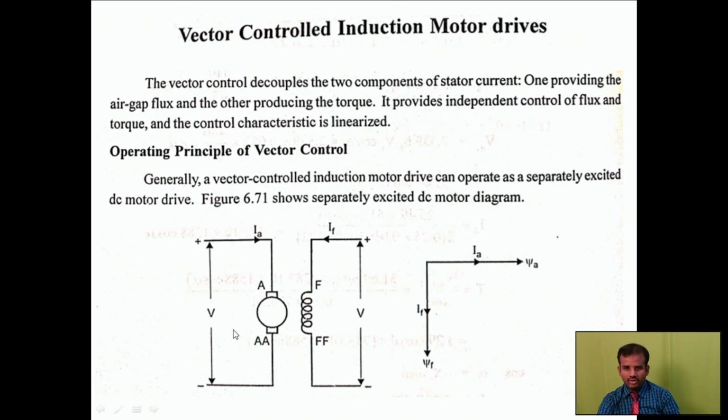So this is the circuit diagram. This is a separately excited DC motor diagram. Generally a vector controlled induction motor drive can operate like a separately excited DC motor drive. Here this is the phasor diagram. IA is the armature current and IF is the field current. This is the flux linkage for the armature circuit, psi A, and this is the flux linkage for the field current, psi F.